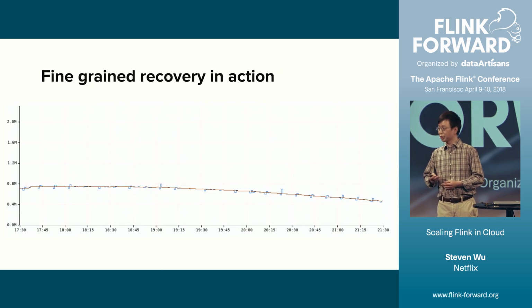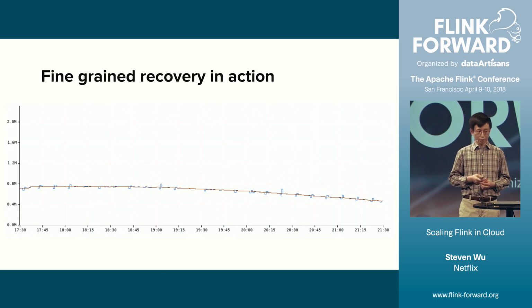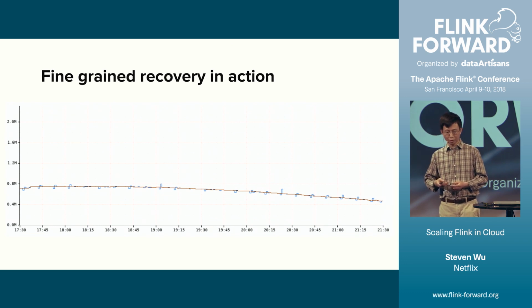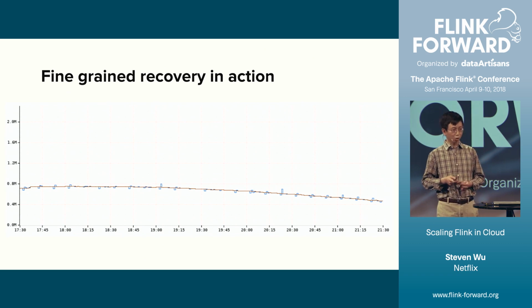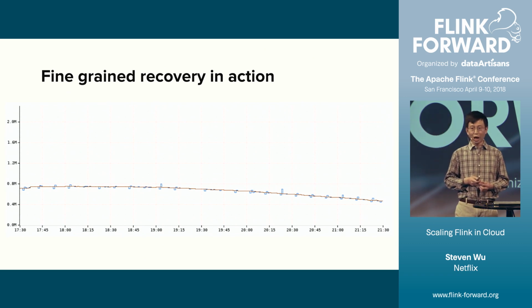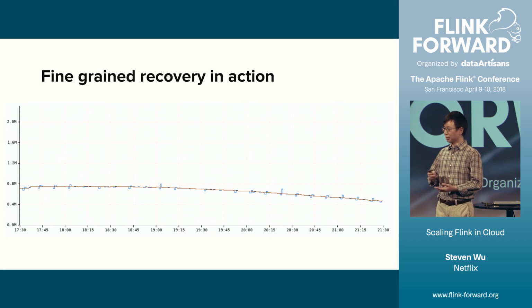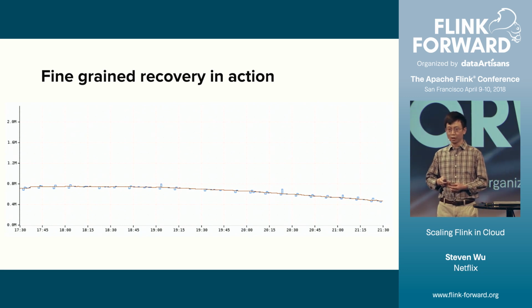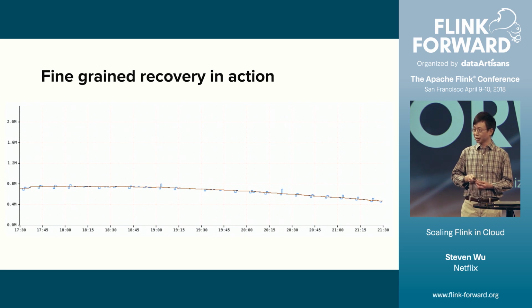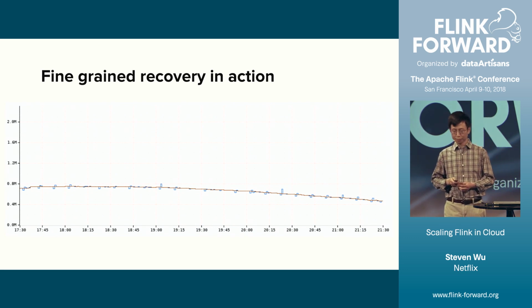With this +1 standby task manager, this is what we get from fine-grained recovery. Again, we kill one task manager every 10 minutes. This is a 20-node cluster. So every task manager kill is about 5% of the job graph. You can see the recovery spike is also about 5% of the incoming message rate. That is perfect. That is exactly what we hope for out of fine-grained recovery. So it's working great.